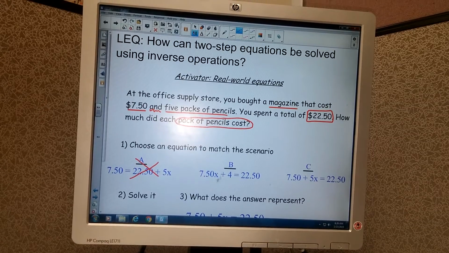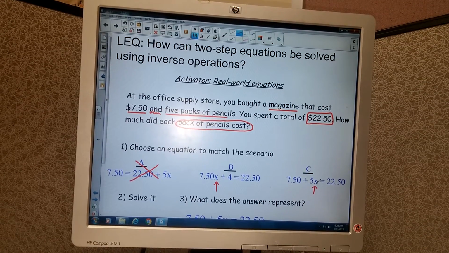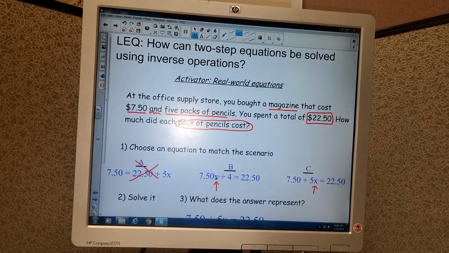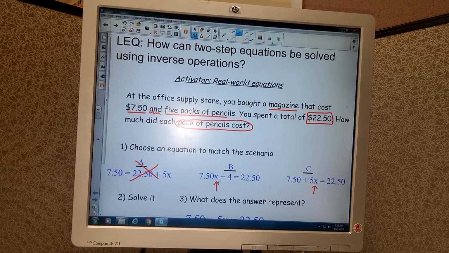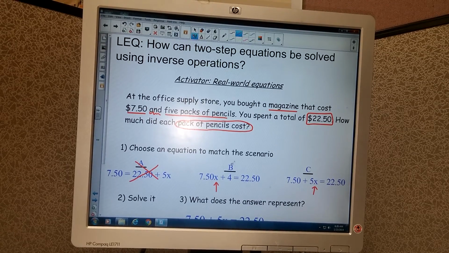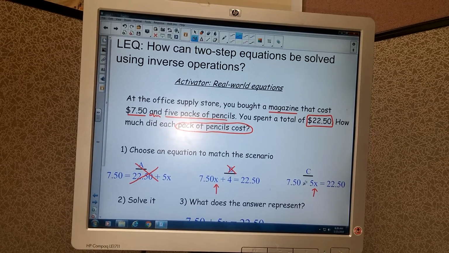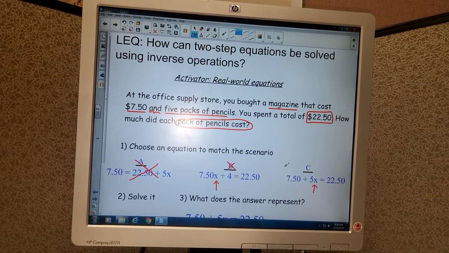The main difference here is the coefficient that's attached to the variable. Answer choice C has 5 times X. Answer choice B has 750 times X. Well, 750 is how much a magazine costs, and there was only one. Here we have the price of the one magazine plus 5 times however much those pencils cost. So it has to be answer choice C.